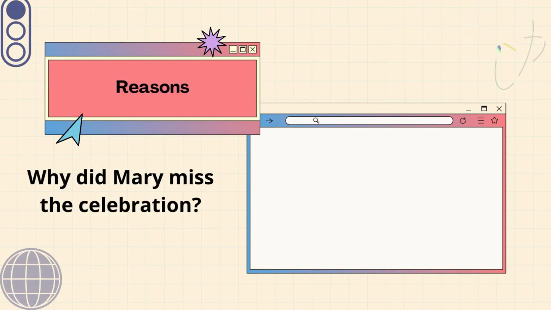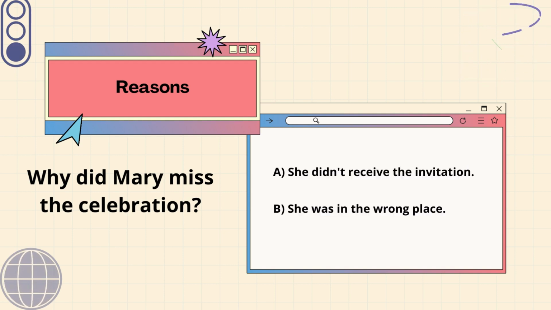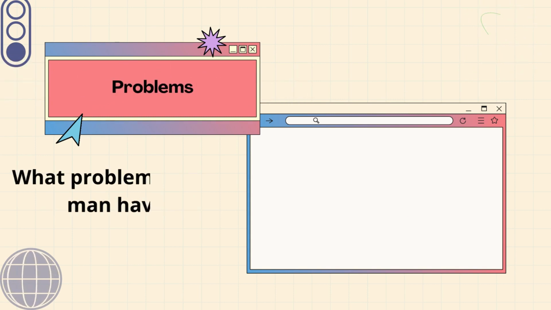Questions about the reasons usually include the WHY, but the answers do not include because, since they would be very long to read. Why did Mary miss the celebration? Didn't receive the invitation, or she was in the wrong place.